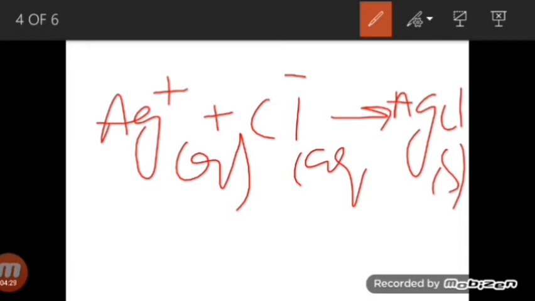This silver chloride will be produced. Precipitates means any solid particle which can't be dissolved. So these are suspended solid particles in the reaction.